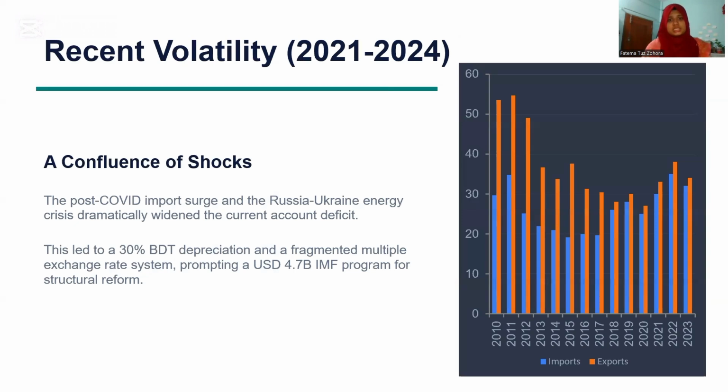Recent volatility, 2021 to 2024. A confluence of shocks, the post-COVID import surge and the Russia-Ukraine energy crisis, dramatically widened the current account deficit. This led to a 30% BDT depreciation and a fragmented multiple exchange rate system, prompting a USD 4.7 billion IMF program for structural reform.